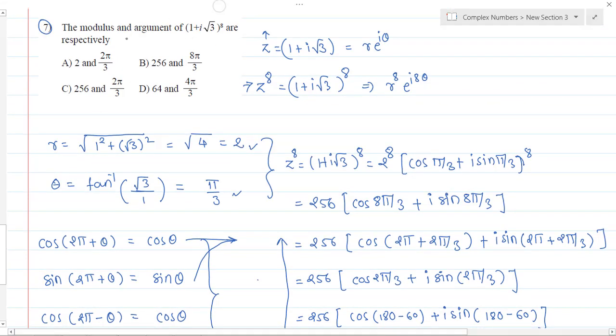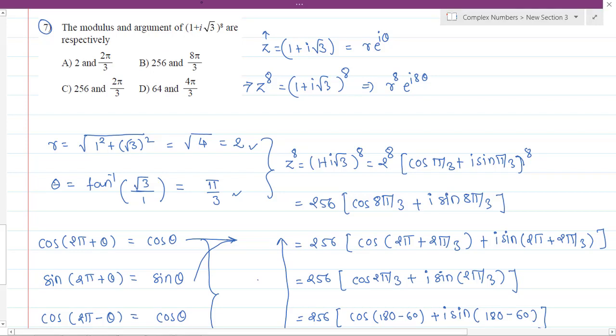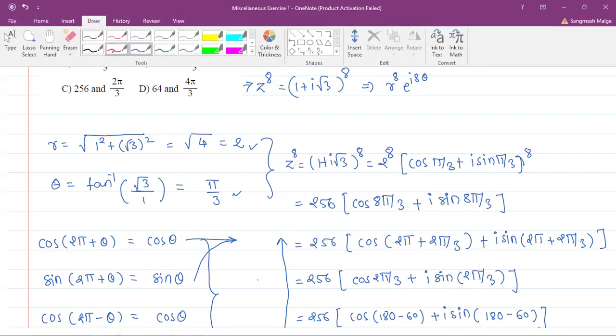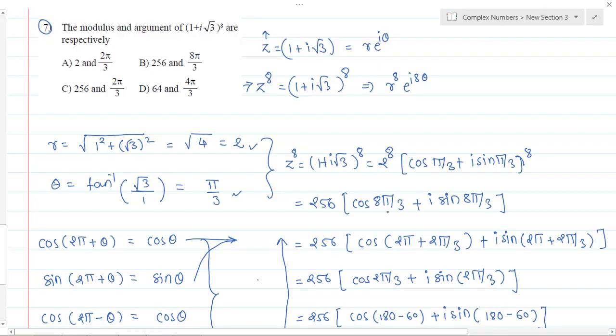Where is the answer? What is the argument? Argument is always theta, no? For this z raised to power 8, what is the argument? This is my theta. And what is the modulus? This is the modulus, because in the exponential form this becomes the modulus and e raised to 8 theta becomes my argument. So what is your answer? It is 256 and 8 pi by 3.